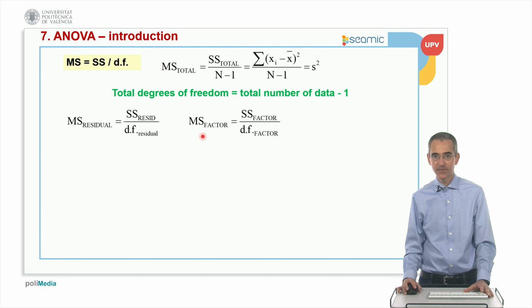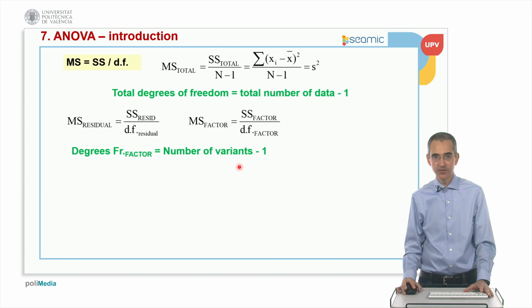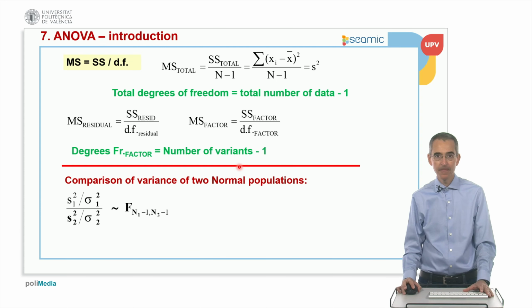and also for the factor. Okay, so another formula is that the degrees of freedom for the factor is number of variances minus 1. Remember that in this case we have just one factor, which is supplier, and we have three types of suppliers, which means 3 variances. 3 minus 1 would be 2. Okay, then remember that, as I was explaining here, the mean squares is approximately like a variance.